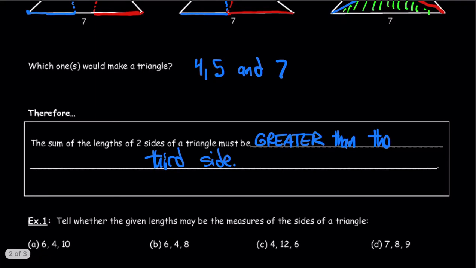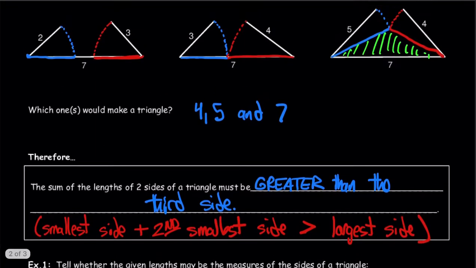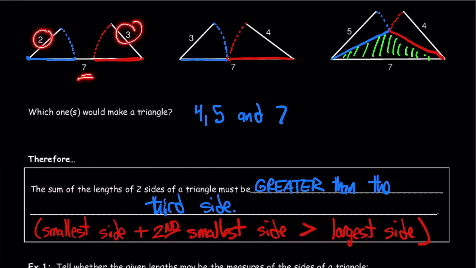And what I would like you to actually remember, and this is how we're going to test it, is that the smallest side plus the second smallest side must be greater than the largest side. That way we only have to do one test because sometimes you'll be able to add two sides up and it'll be greater than the other. But if you take the two smallest sides, and that's what we did up above, we took the two smallest sides. 2 and 3 were both smaller than 7. 3 and 4, both smaller than 7. 5 and 4, both smaller than 7. This is how we're going to test it right here.